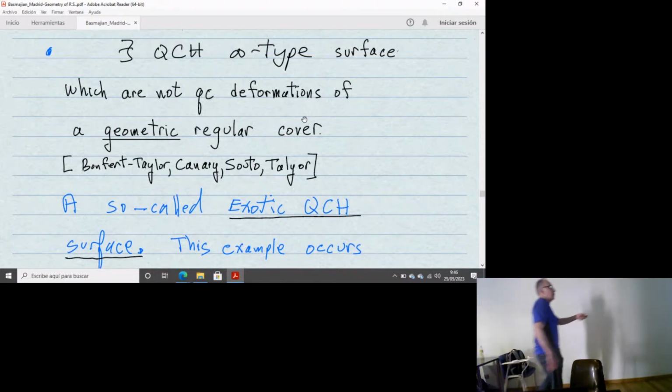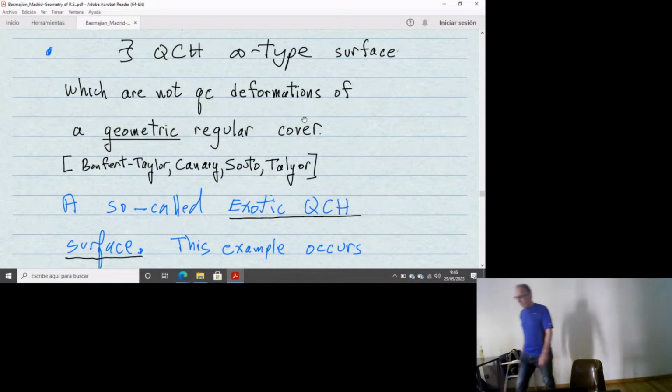So we saw that when you have a geometric regular cover, you can always QC deform it to another topological regular cover that's QCH. But the question is, are all of them geometric regular covers, like in the dimension 3 or higher situation? And they constructed an example of a QCH surface that's not the regular cover of a closed hyperbolic surface, not the geometric regular cover. We know it's a topological regular cover, but it's not geometric.